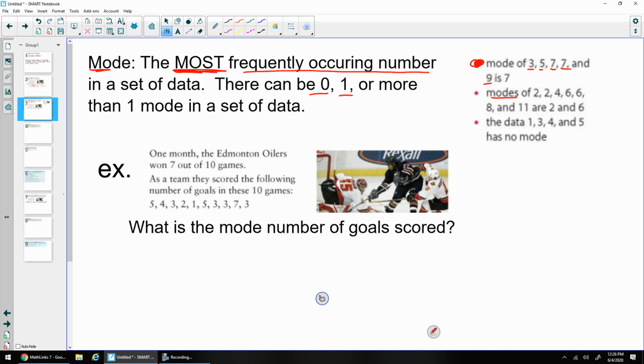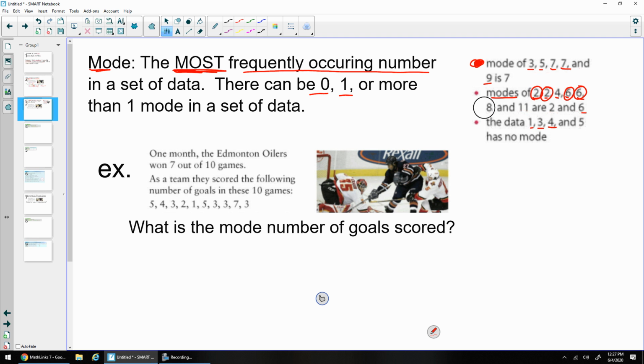The modes of 2, 2, 4, 6, 6, 8, and 11 are, there's 2 modes, 2 because there's 2 2s, there's also 2 6s, and so the modes are 2 and 6. Okay, so there can be 2 modes there. The data of 1, 3, 4, and 5 has no mode because all of those numbers are different. So there's not 1 or 2 that occurs more than the rest.